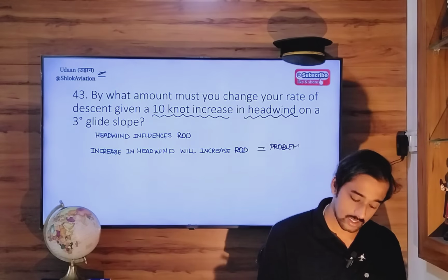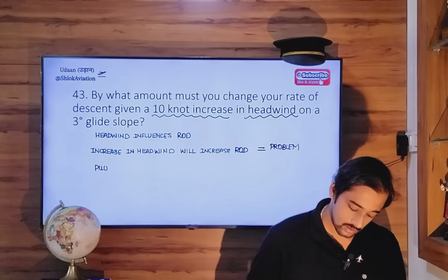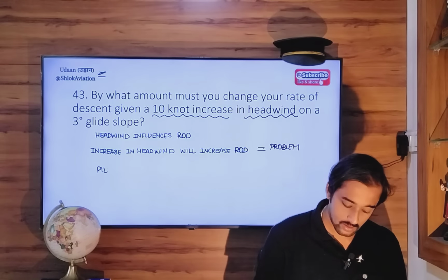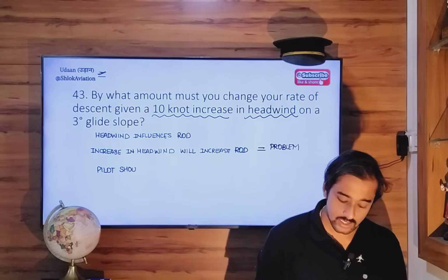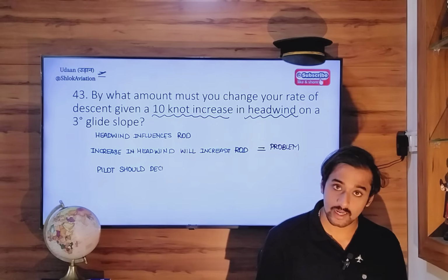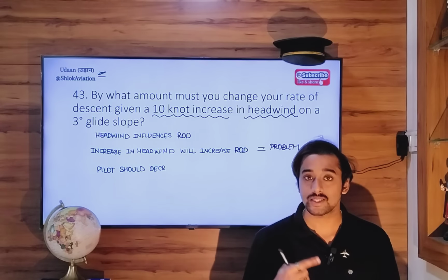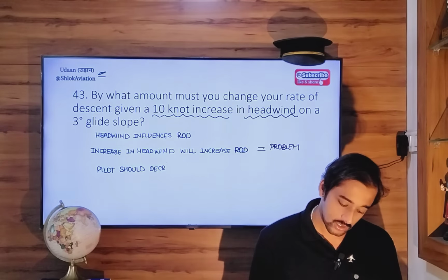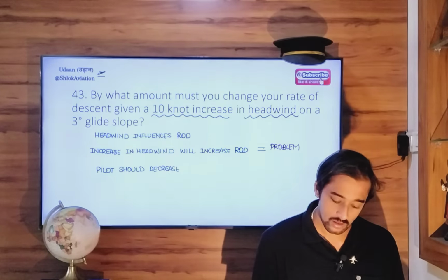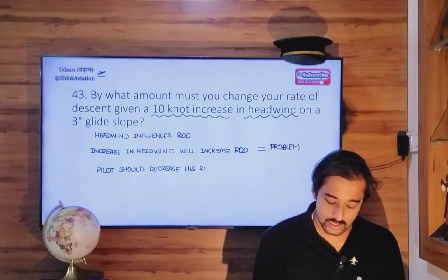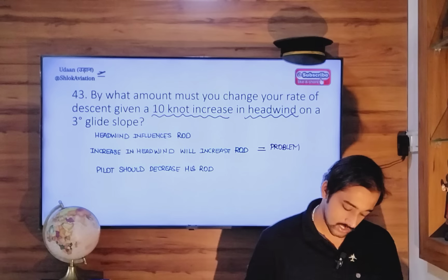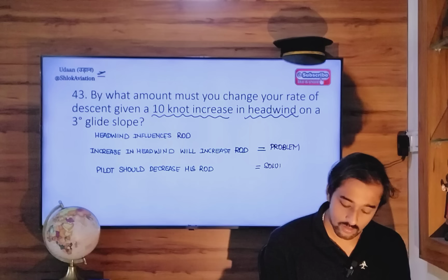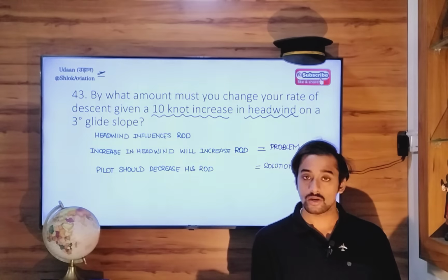The solution to that is the pilot should anticipate that there is an increase in headwind. So he must anticipate that very quickly the rate of descent is going to increase. So he should decrease his rate of descent. So this is the solution. So he should decrease his rate of descent.